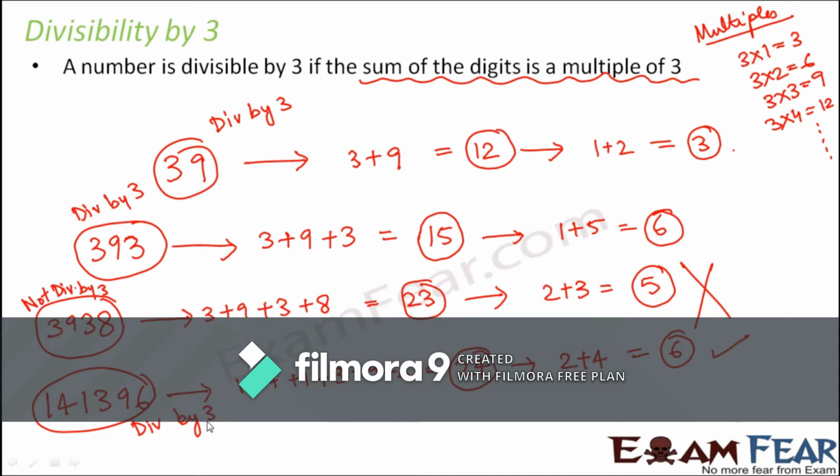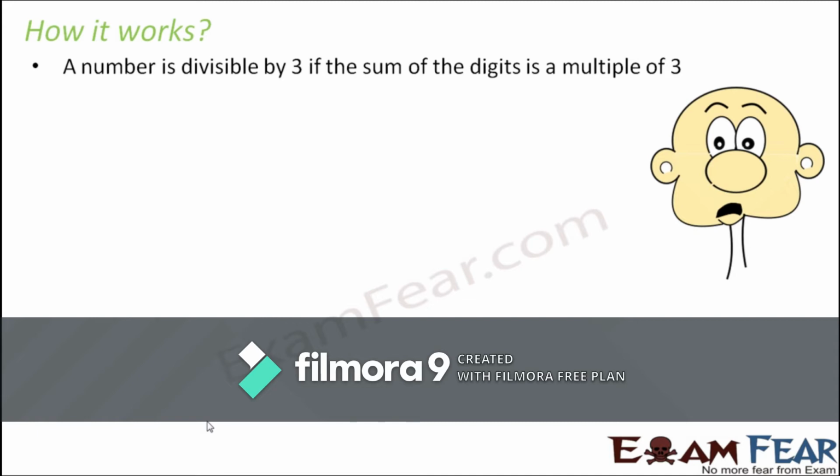And again, I am sure that this rule is also very simple. Now the question is how this rule works. Why is it that we add the digits and then decide whether the number will be divisible by 3 or not? So let us try to understand the why part of the divisibility rule of 3. So let us take an example.